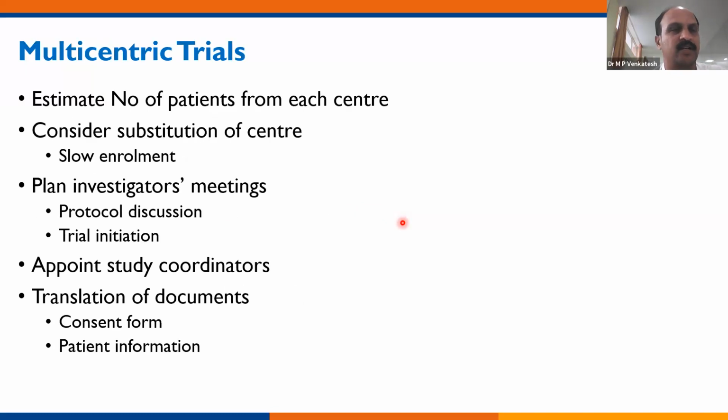So the multicentric clinical trials, for example phase 2 and phase 3 trials, which are said to be multicentric, that means you have to do the studies at multiple sites for the same drug and the same protocol. In that case, you have to check the number of patients in each center. If there is any slow enrollment in one of the centers, how can you substitute that center?